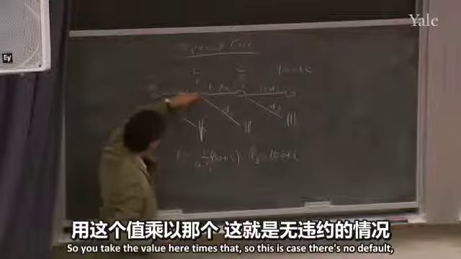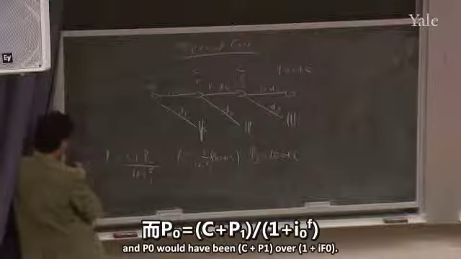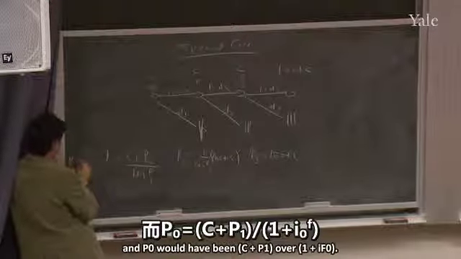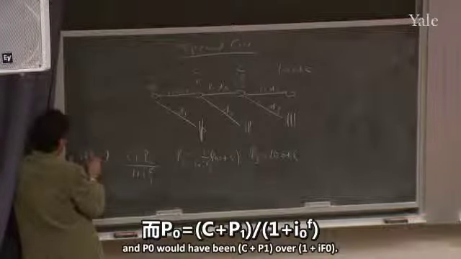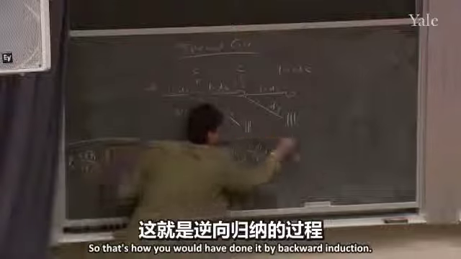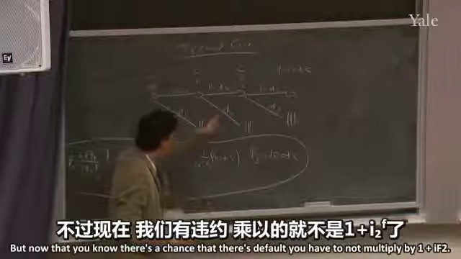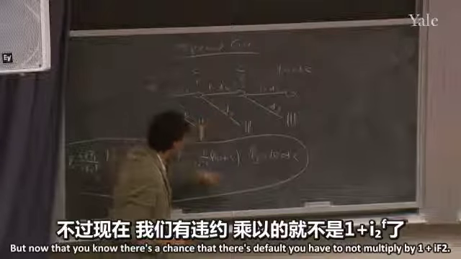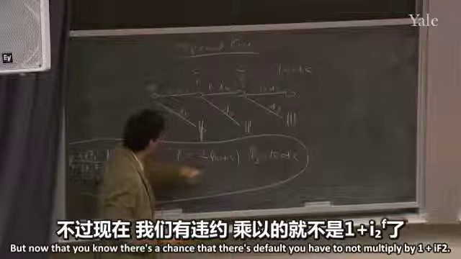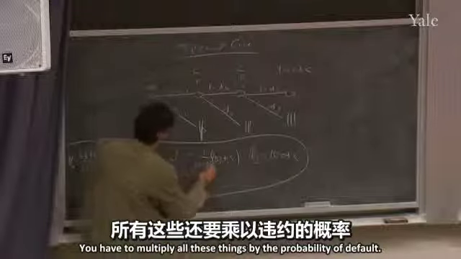So you take the value here times that. So this is in case there's no default. And P0 would have been C plus P1 over 1 plus IF0. Right? So that's how you would have done it by backward induction. But now that you know there's a chance that there's default, you have to multiply all these things by the probability of defaults.